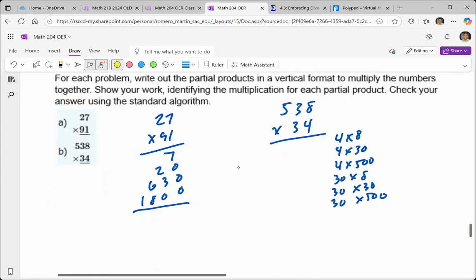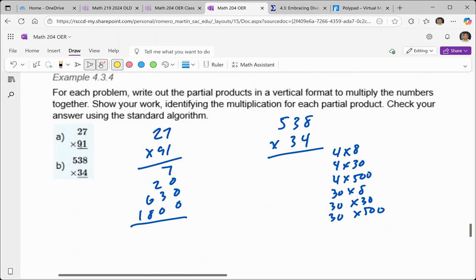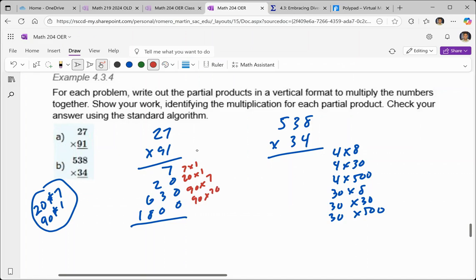Then let's look at this example of partial products, 27 times 91. When we look at those partial products, we're looking at each of those individual place values. In my mind, I know that 27 is 20 plus 7, and 91 is 90 plus 1. It's the place value understanding. So those are the key numbers. To get this, it's 7 times 1. To get this, it's 20 times 1. To get this one here, it's 90 times 7. And here it's 90 times 20. So you can see where those numbers are coming from.